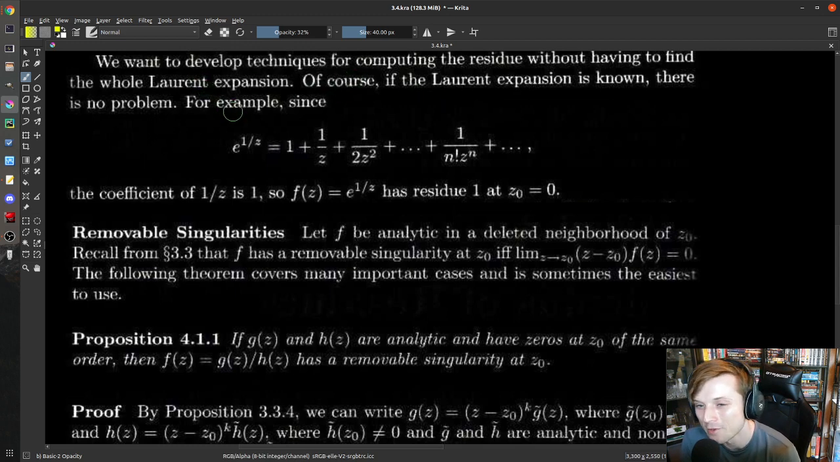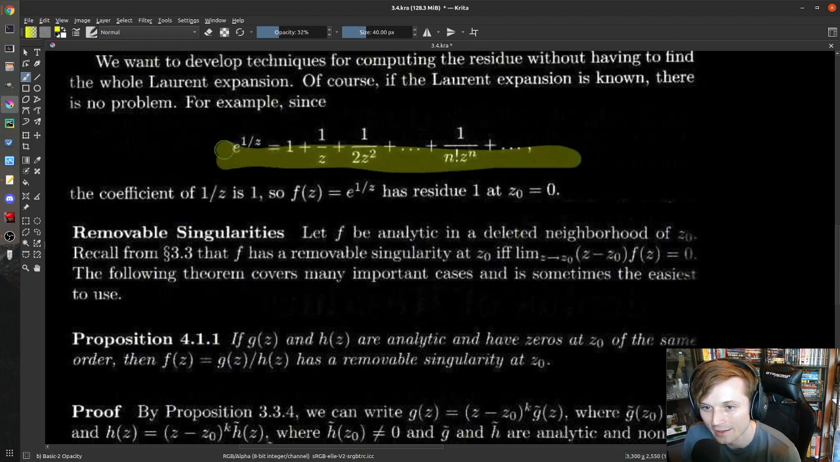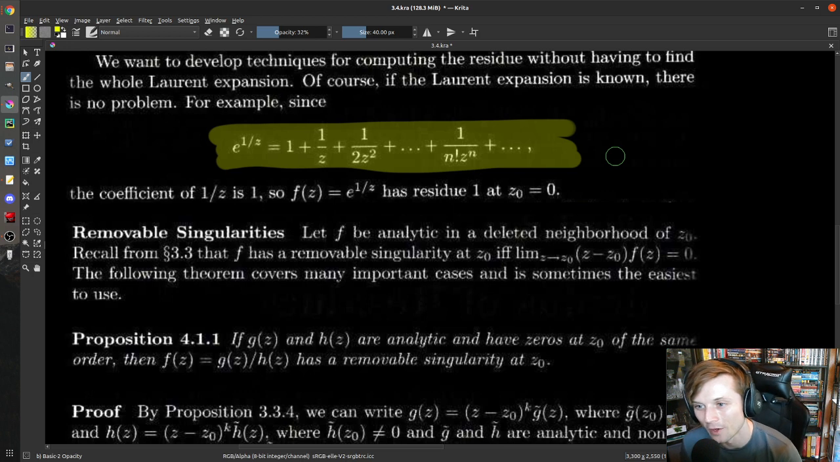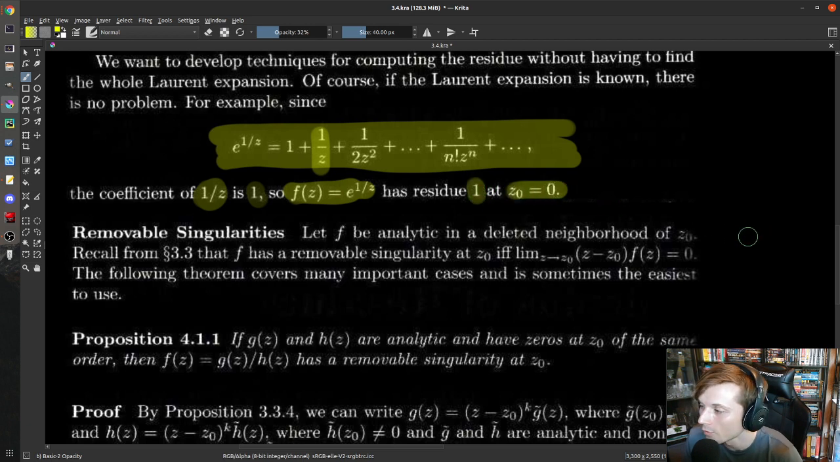So if you know the Laurent expansion, you're good to go. For example, and we did this last time, e to the 1 over z, and you did this in your homework before. This is just 1 plus 1 over z plus 1 over 2z squared all the way up, the sum from n equals 0 to infinity of 1 over n factorial z to the n. So the coefficient of the 1 over z term is obviously 1, since we just have 1 over z right there. So this guy, e to the 1 over z, has residue 1 at z naught equals 0.